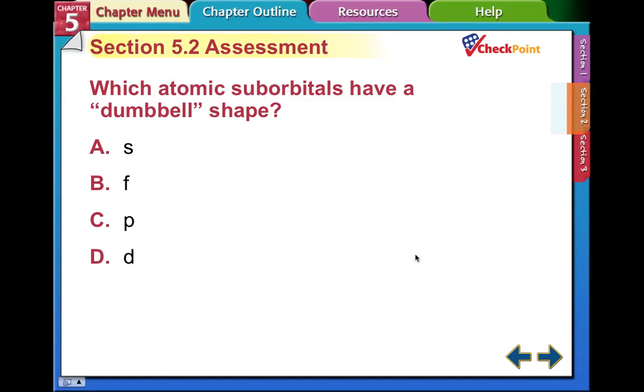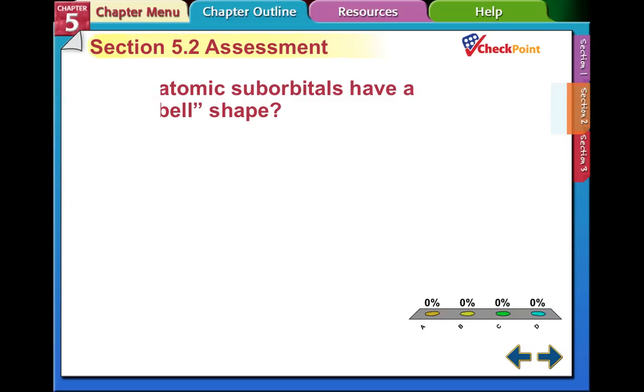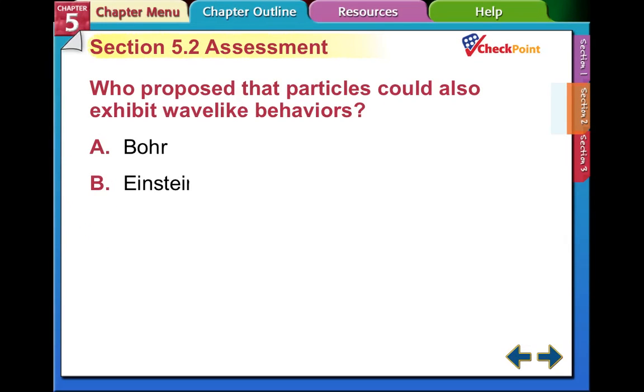Okay, so which of those sublevels has a dumbbell shape? P, correct. And who proposed the particles could also exhibit wave-like behaviors? Good job.